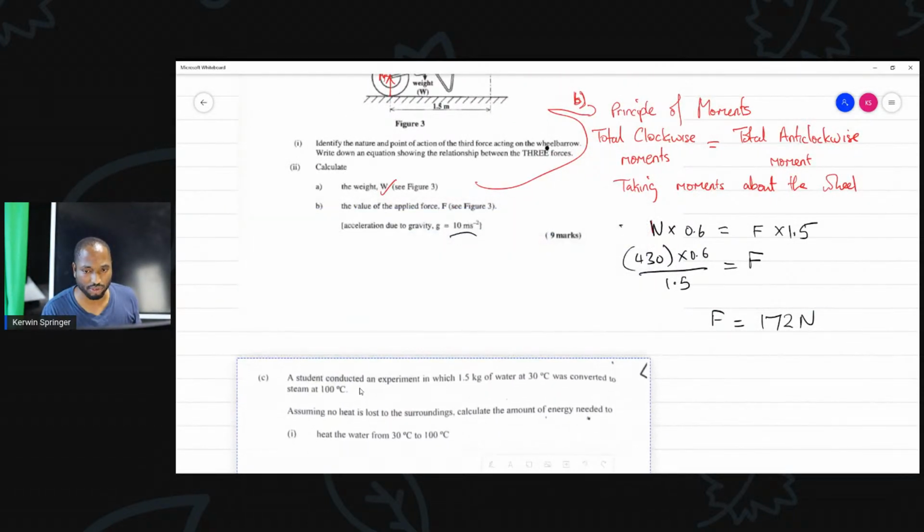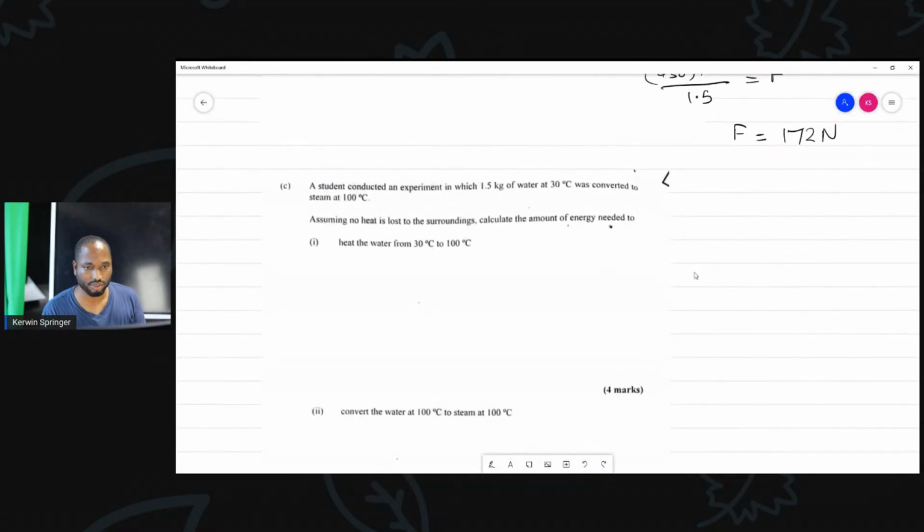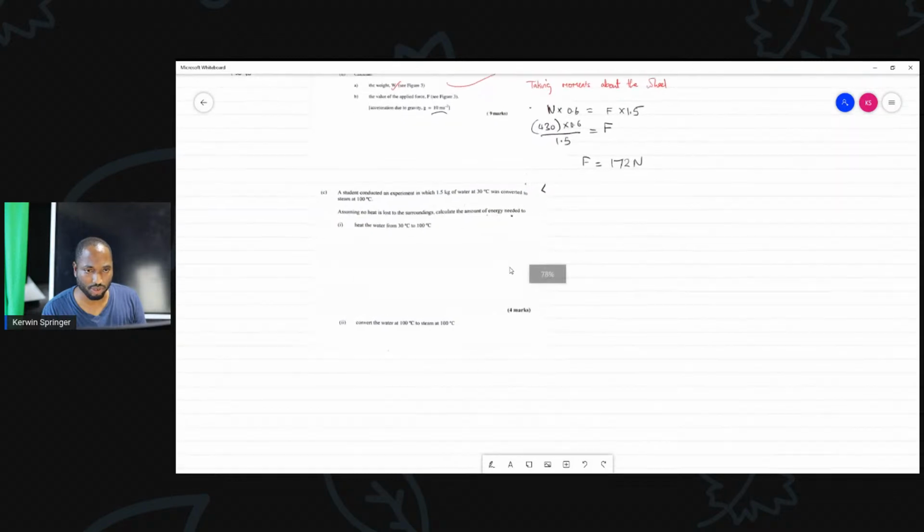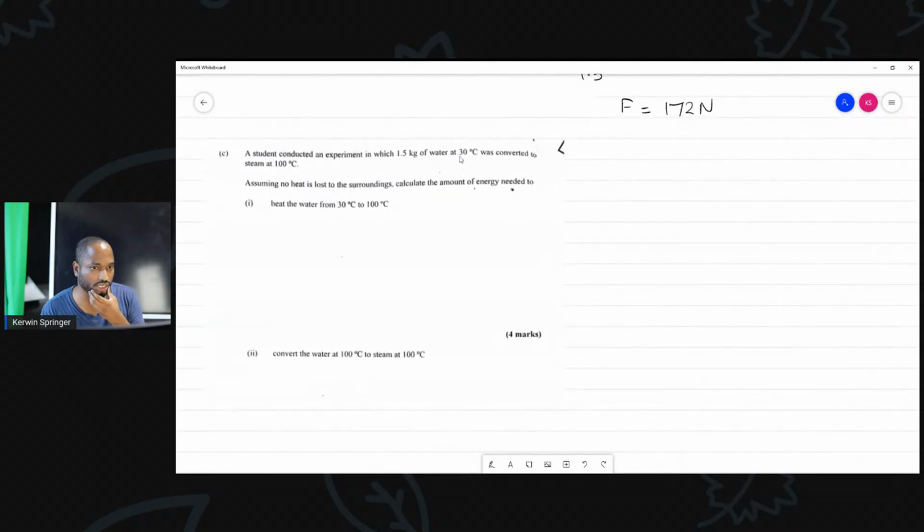The next question that was requested is this question here. Let's zoom out and take in the question. A student conducted an experiment in which 1.5 kilograms of water at 30 degrees Celsius was converted to steam at 100 degrees Celsius. Assuming no heat loss to the surroundings, calculate the amount of energy needed to heat the water from 30 degrees. So they give you a walk-up, they're walking you through the question. What law are we going to use to find this? And then you need to convert the water at 100 degrees Celsius to steam, and what equation are we going to use to find this?